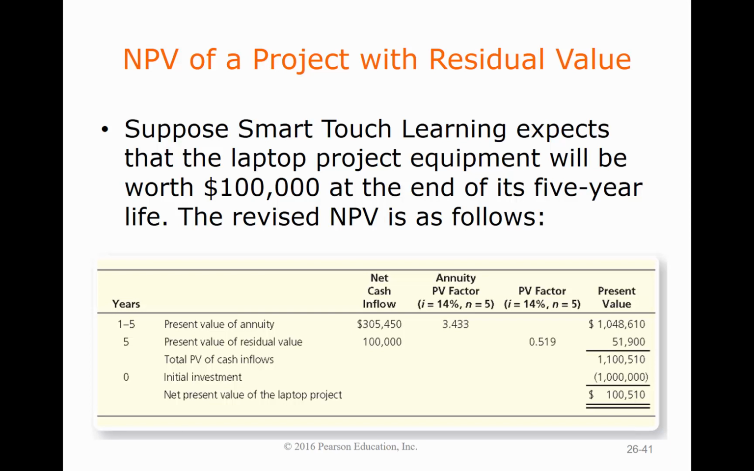If we think at the end of its 5-year life, we'll be able to sell off the project or whatever for another $100,000, then that's going to change because now we have the present value of the annuity. That's the money it's bringing in each year, plus the $100,000 we're going to get at the end. So that's a single lump sum of $100,000. There's the factor, N5, interest 14. And so now that's going to increase the overall present value of this.